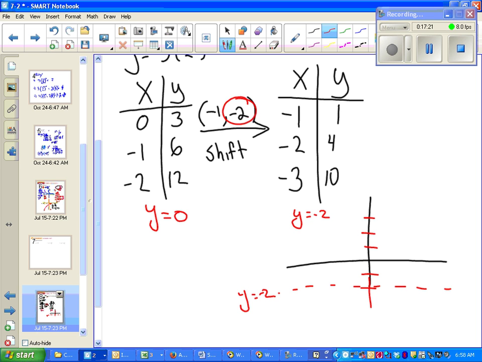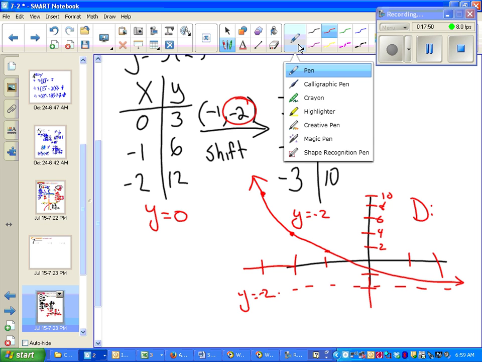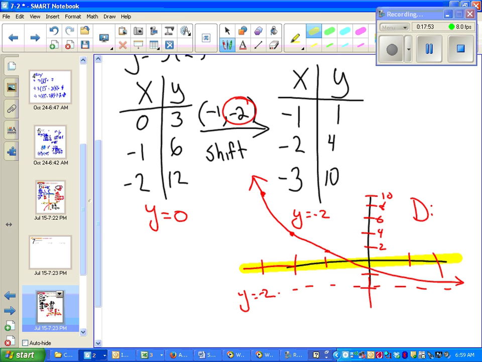And I start plotting points. -1, 1. -2, 4. -3, 10. And again, do not get close to the x-axis, get close to your asymptote. Domain here, all real numbers. Range, we want the numbers bigger than -2. That's it for this one.